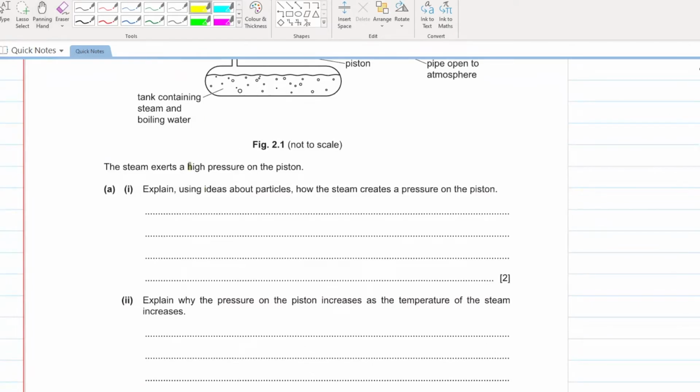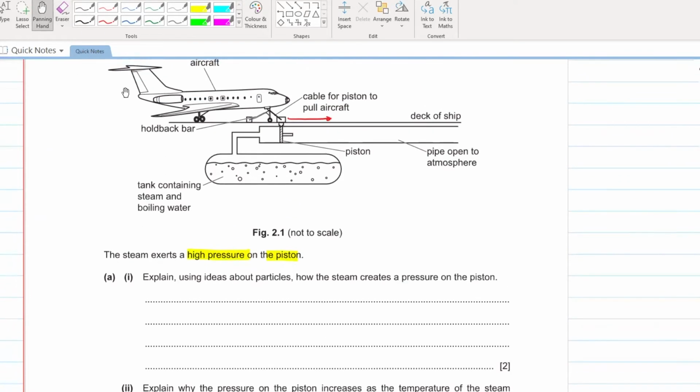The steam exerts a high pressure on the piston. Explain using ideas about particles how the steam creates a pressure on the piston. Beta, we have discussed this in yesterday's past paper as well. In Sunday's class we have studied this. How does steam create pressure? Anyone?